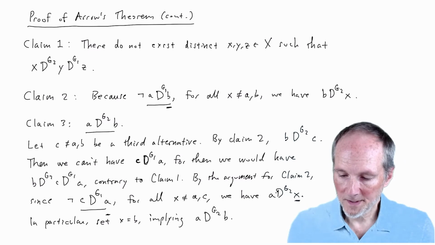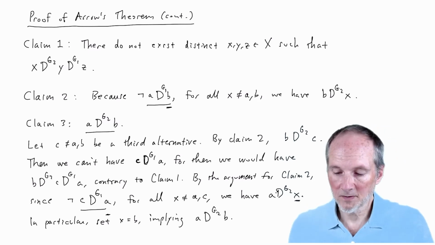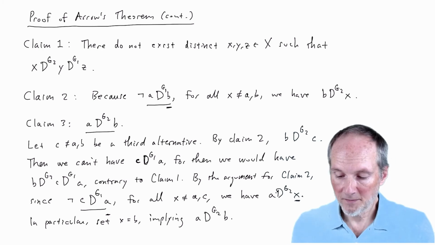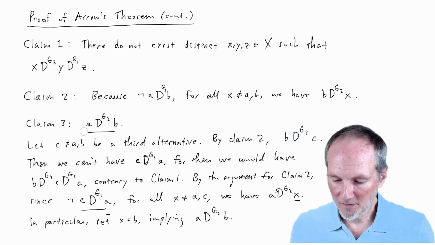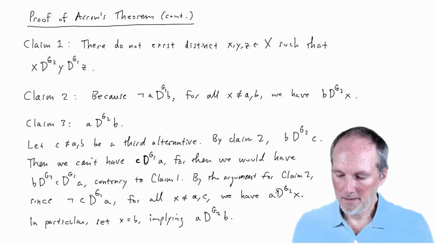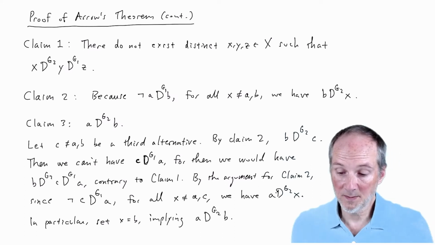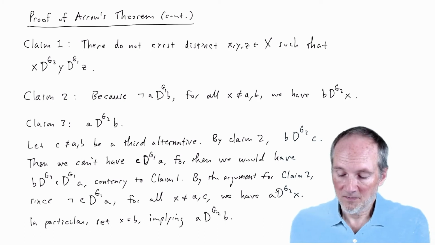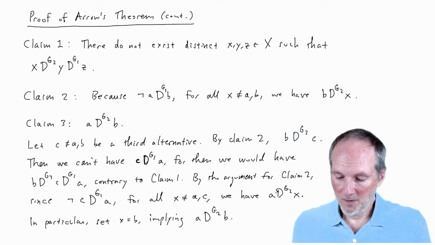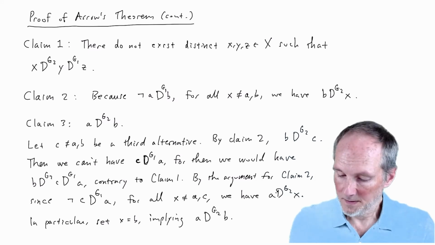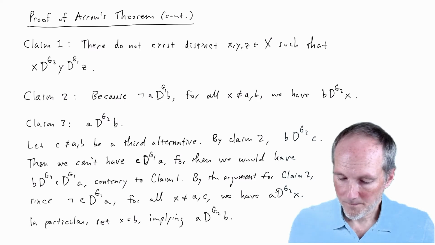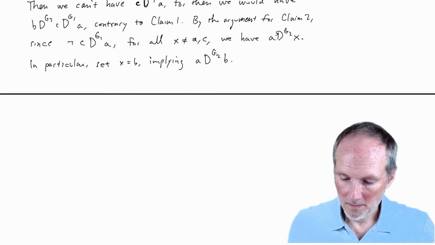So claim 3, given the other claims, is actually pretty straightforward. We don't have to construct any more profiles. As I said, we're exporting claim 2. Claim 2 was stated for particular alternatives, and here we're talking about A and C instead, but the logic still holds. So now for claim 4, this is the last claim.